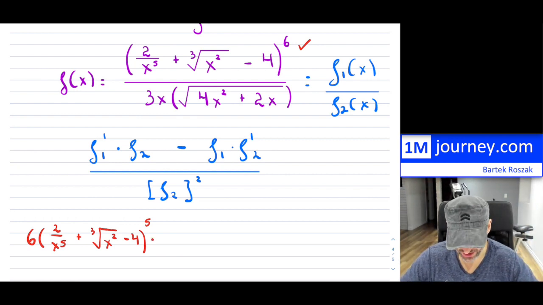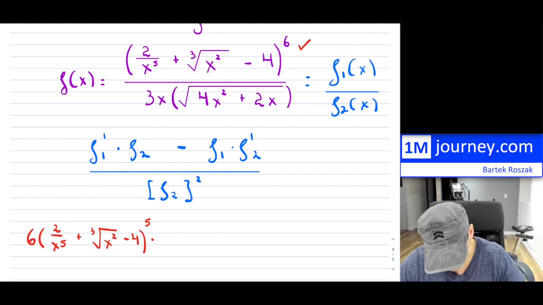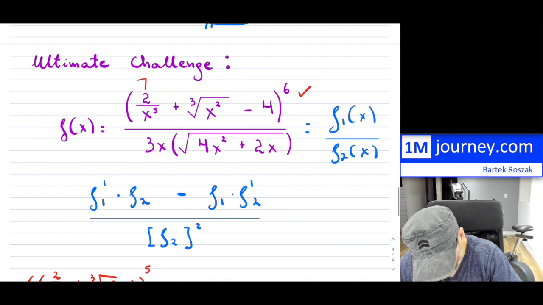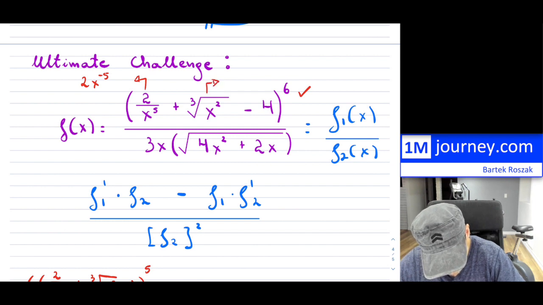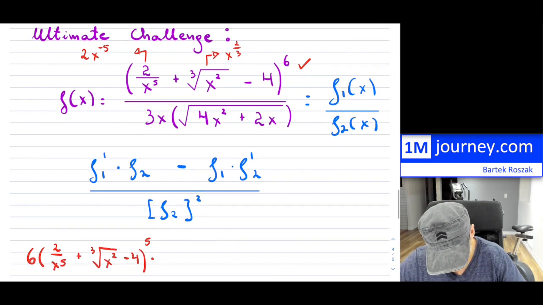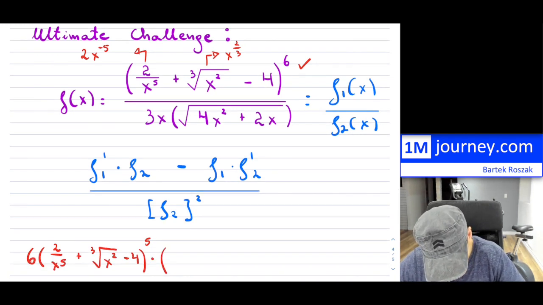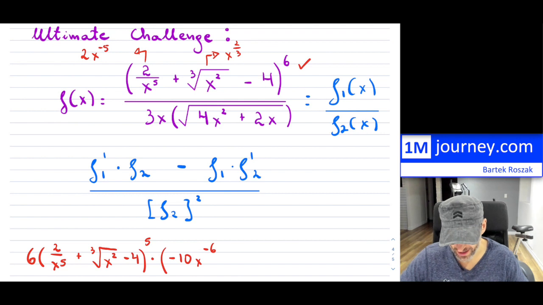And again, whatever's inside is not that pretty. So within here, inside, this really is 2 to the x minus 5. This right here is just nothing else but x^(2/3). So if I'm taking the derivative of those, I will have negative 10 x to the minus 6.